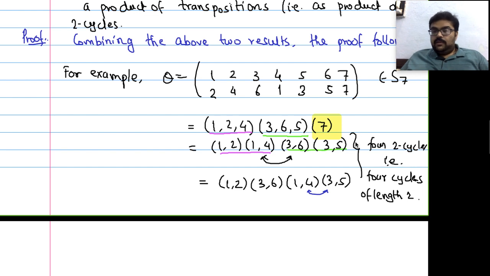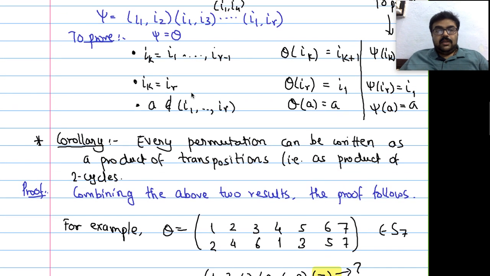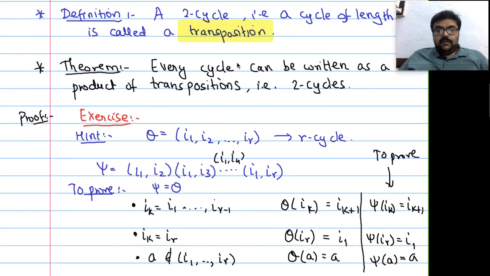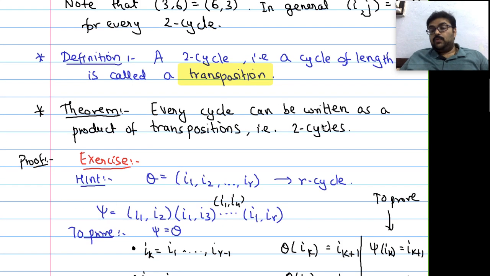And 7 is omitted. But what happens to 7? That is a question. Because here every cycle can be written as a product of 2 cycles. So a single cycle, if I take A, or let us say 7, what happens to that? How can we write this as i j k l? So this is the biggest question here. How do we write this?